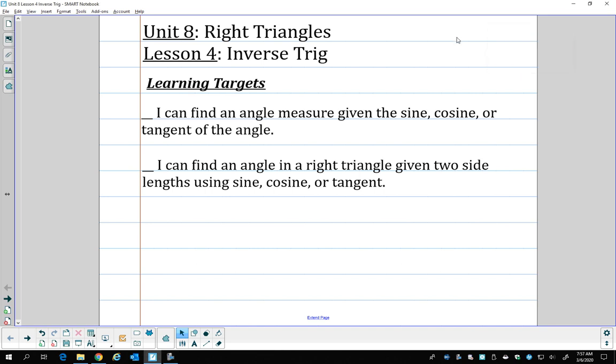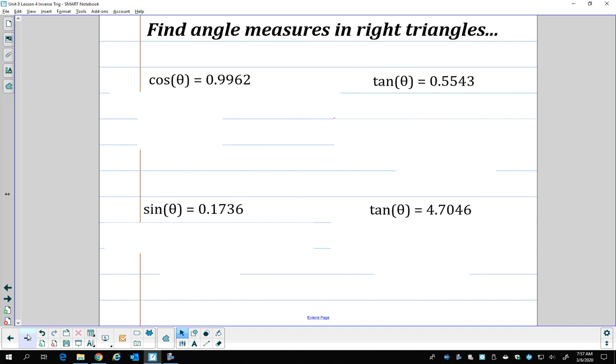Hey, in our last lesson, we talked about using trig functions to find missing sides in right triangles, using those relationships. And today we're going to use those relationships to find angles in right triangles. So first we need to be able to evaluate these things just by using our calculator.